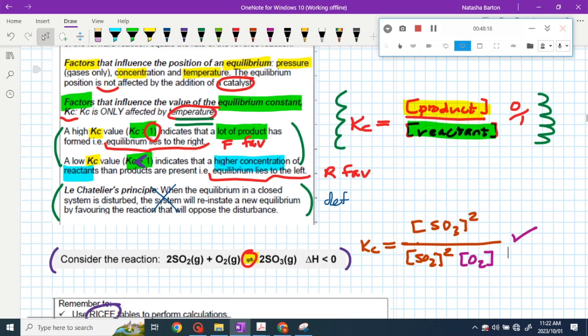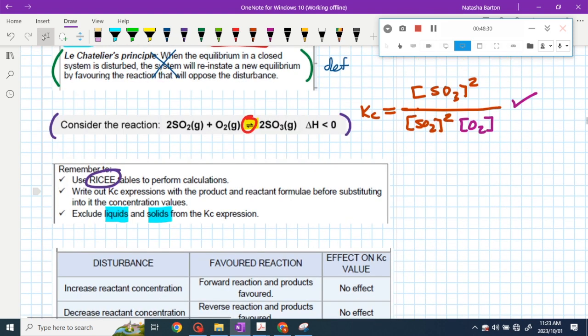But this over here at the top, which everybody seems to write down, I was marking this question last year. Everybody wrote this down. You got 0 out of the 1 mark for your Kc expression if you wrote this down. You must write it down like this, where you only have gases and aqueous solutions in the chemical formula.